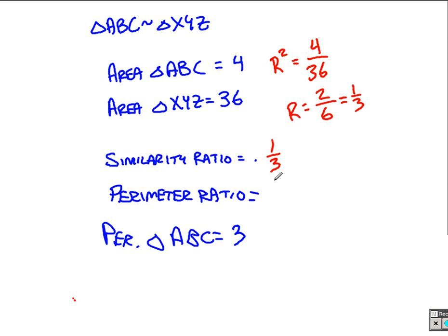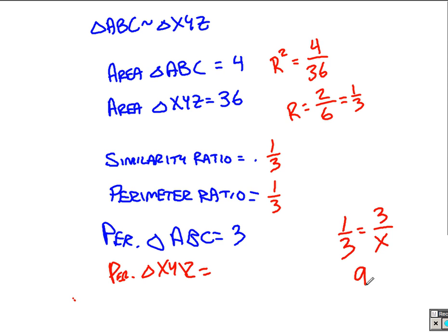Our perimeter ratio is the same as the similarity ratio, 1 over 3. So now, if I knew the perimeter of the first triangle was 3, and I wanted to know the perimeter of triangle XYZ, I would set up the ratio we're using, 1 over 3, small triangle over big triangle, so that means ABC to XYZ. If ABC is 3, and I don't know what XYZ is, that's my unknown x. Cross multiply, and I get 9 equals x. So the perimeter of that one should be 9 as a result.